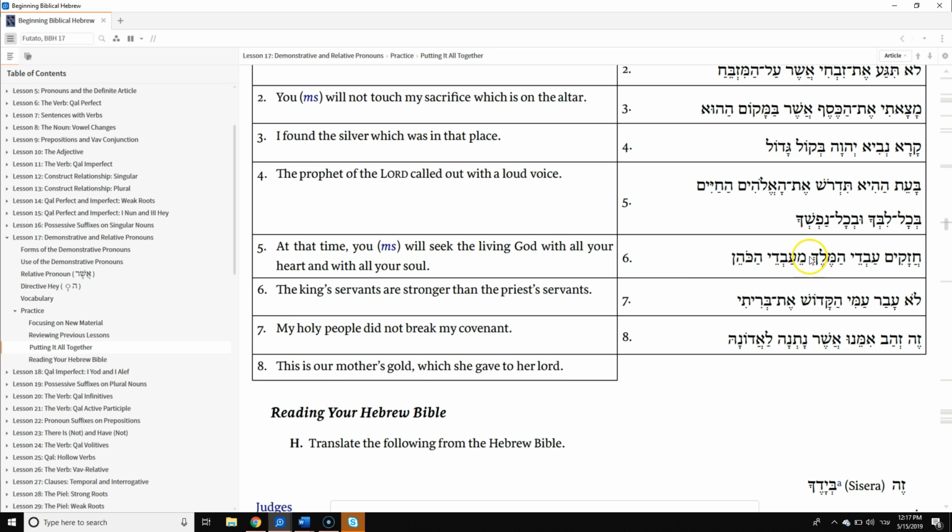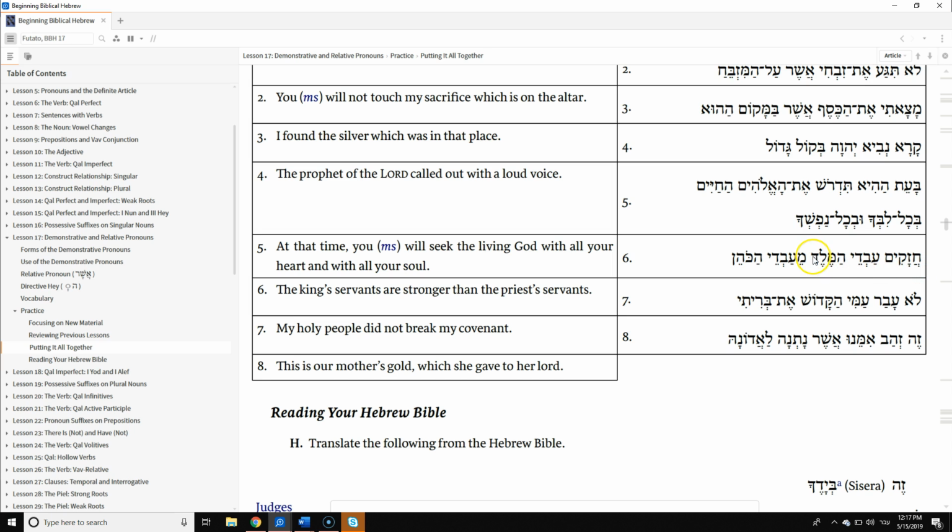So anytime we've got from with this sort of adjective relationship, we're comparing. We're comparing the servants of the king with the servants of the priest, and the quality that we're comparing is strength. So the way we say that in English is simply, again, we're not going for a literal translation here. If we were going for a literal translation, it wouldn't make any sense.